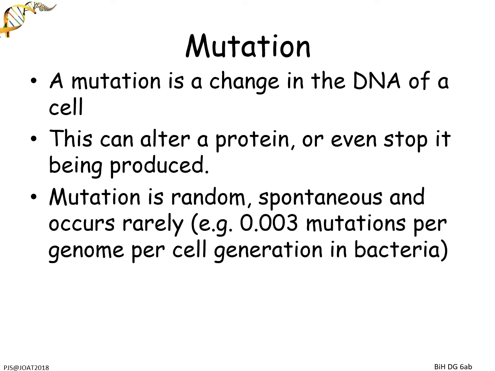What you should recognise about mutations is that they're not targeted, they are random. They can be at any point in the DNA, and they are spontaneous and they are rare. There's an example there of 0.003 mutations per genome per cell generation in bacteria. So that's a rate, but we don't know where it's going to happen, and that's important, especially when we look at molecular clocks a bit later on.